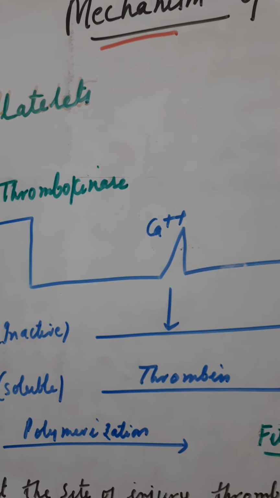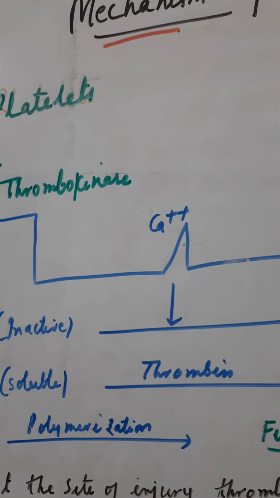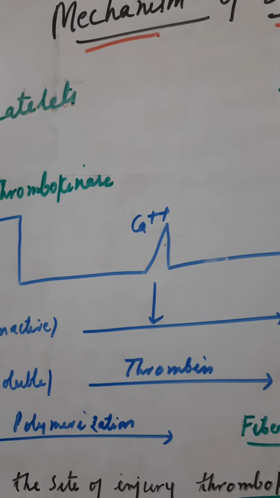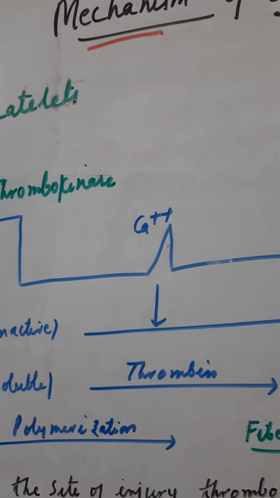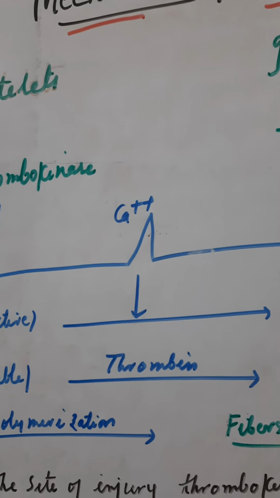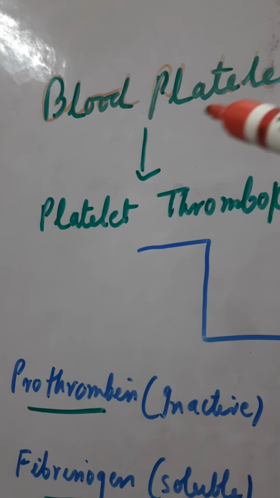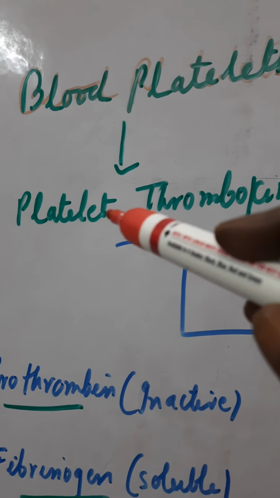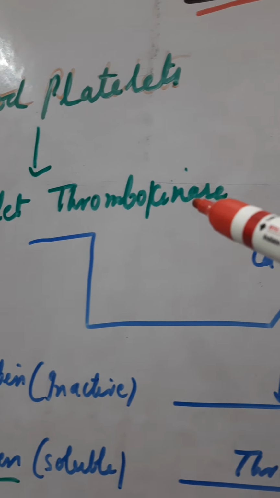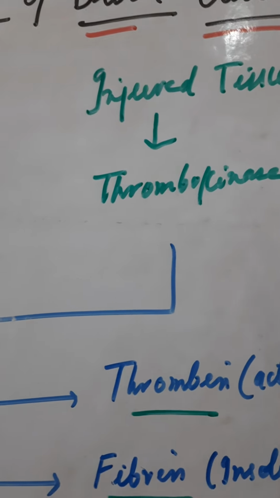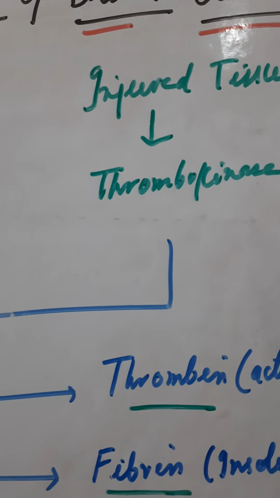In the first step, at the site of injury, thrombokinase is released by disintegration of blood platelets and injured tissue cells. Here these are the blood platelets, and they will release the thrombokinase at the site of injured tissue cells where there is injury.